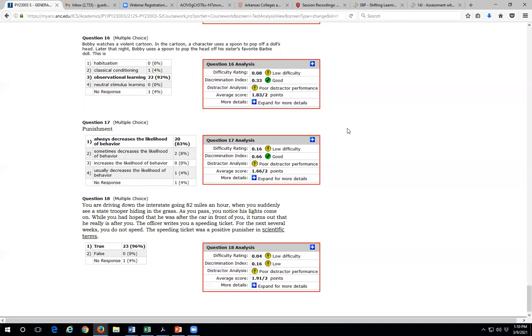So you got a speeding ticket. That's the consequence. For some time, you stopped speeding. Okay, so behavior became less likely. And it became less likely because you received something. Something was added, a speeding ticket. So that makes that positive punishment.